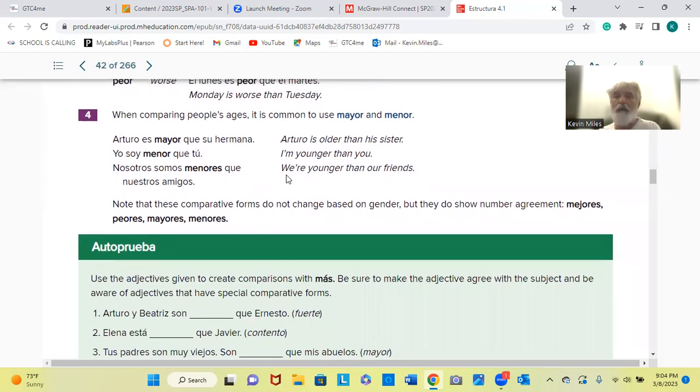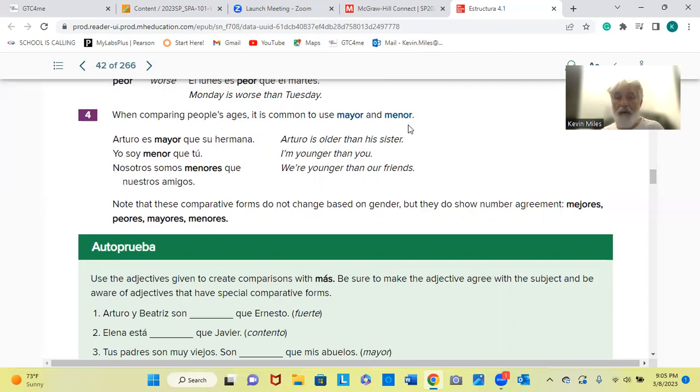And finally, there's two more irregular comparatives they want you to know, and they have to do with age. Okay, so mayor means older. So viejo means old. If you want to say older, you would say mayor. Okay, and then menor means younger.